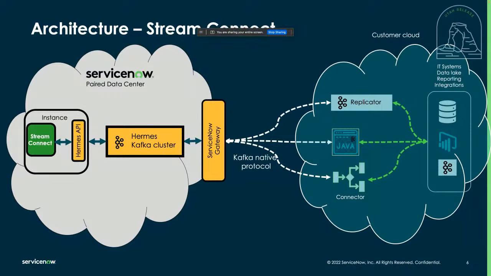And with the Stream Connect solution, we don't use the spoke. There are APIs to read and write data from the ServiceNow Kafka cluster, which we call the Hermes messaging system. Customers can then point their replicator on their side directly to the ServiceNow Kafka. Or you can use Java code or any Kafka connectors that are available out there to get information in and out of the ServiceNow Kafka.